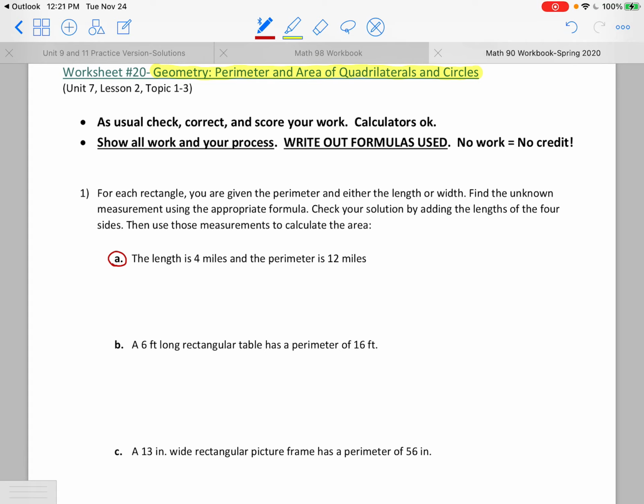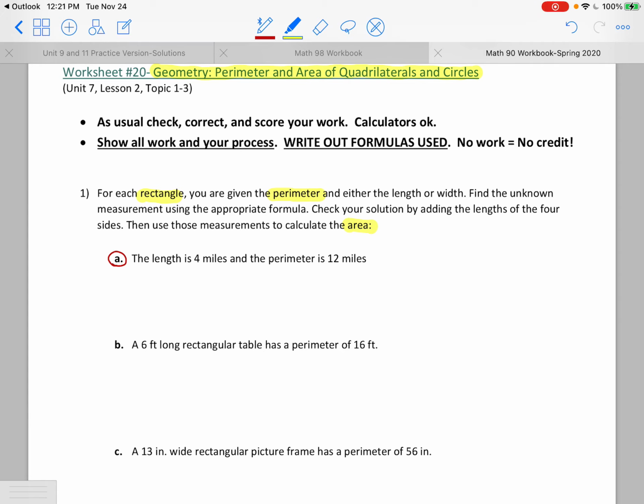For each rectangle, so we now have identified the shape that they're talking about. For each rectangle, you are given the perimeter and either the length or the width. Okay, so we know now we're thinking about that formula for the perimeter of a rectangle. For the unknown measurement, find the unknown measurement using the appropriate formula. Check your solution by adding the length of the 4 sides, and then make sure that you use those measurements to calculate the area. So we are finding the perimeter and the area on these.